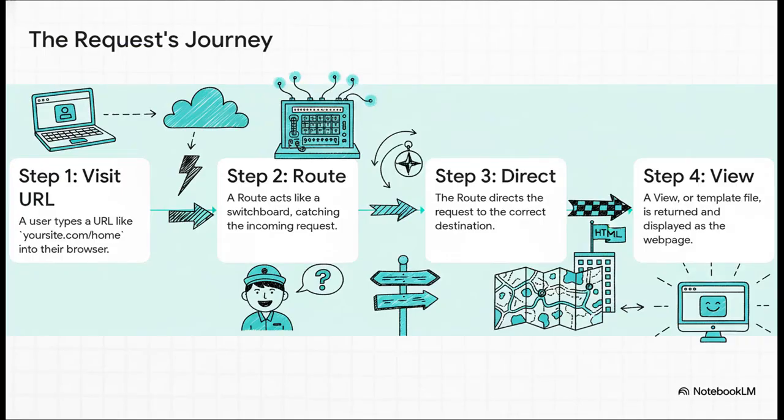All right, so you asked for a page, let's say yoursite.com/home. The very first thing that request meets is something called a route. Just think of your routes file as an old school switchboard operator. It sees the incoming call from /home and knows exactly which line to plug it into. In the simplest case, it connects that URL directly to a view, which is really just a fancy name for an HTML template file. And boom, the web page appears in your browser.